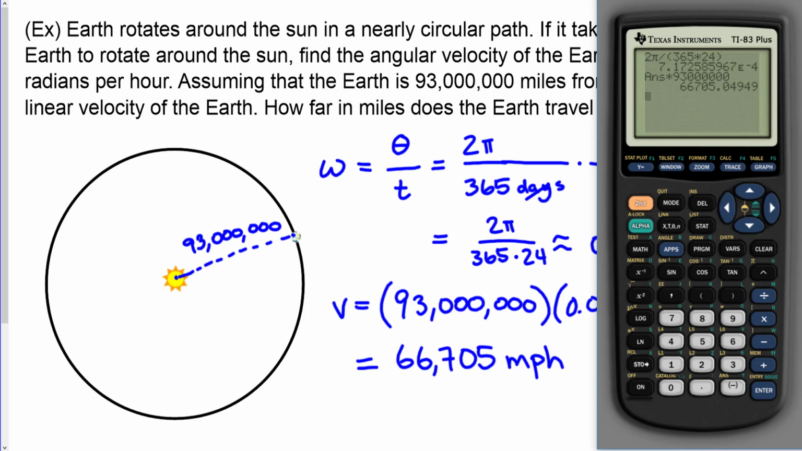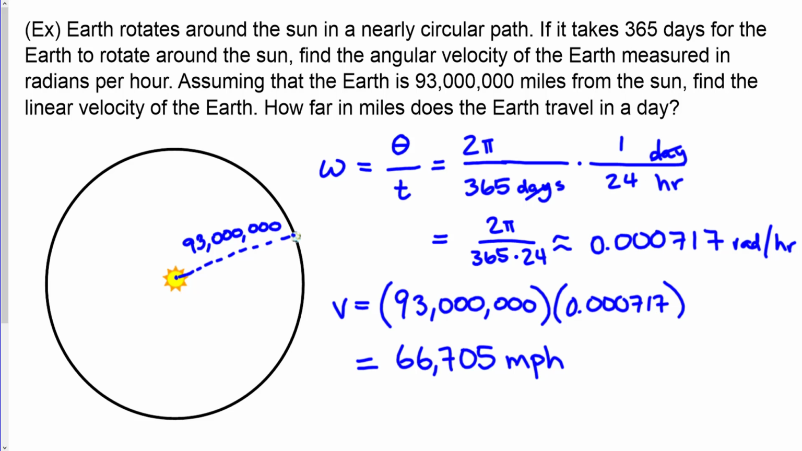The Earth itself is rotating, and we discovered that if you're standing at the equator, you're rotating at about 1,000 miles per hour. But then you take into account that the Earth is rotating around the sun. Well, we're traveling at 66,705 miles per hour around the sun. So if that's how many miles we travel in 1 hour, there's another question on here that says, how far in miles does the Earth travel in a day?